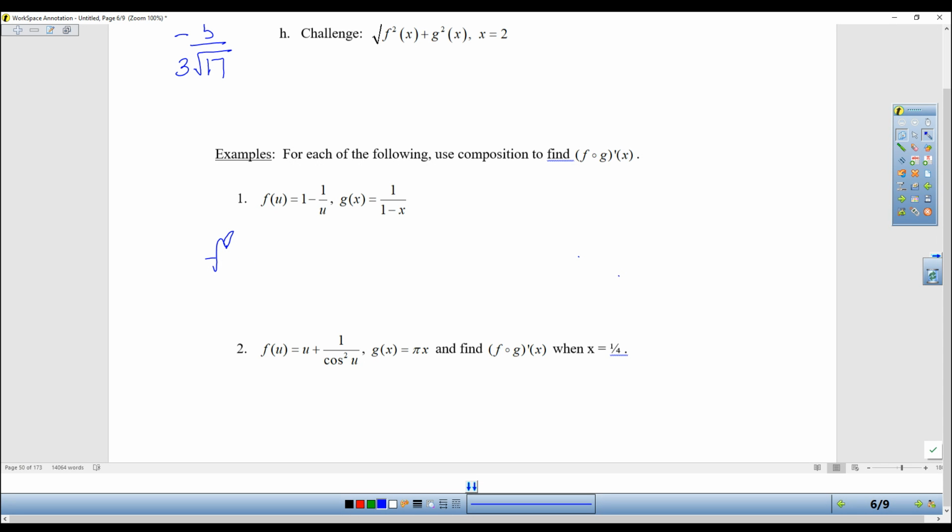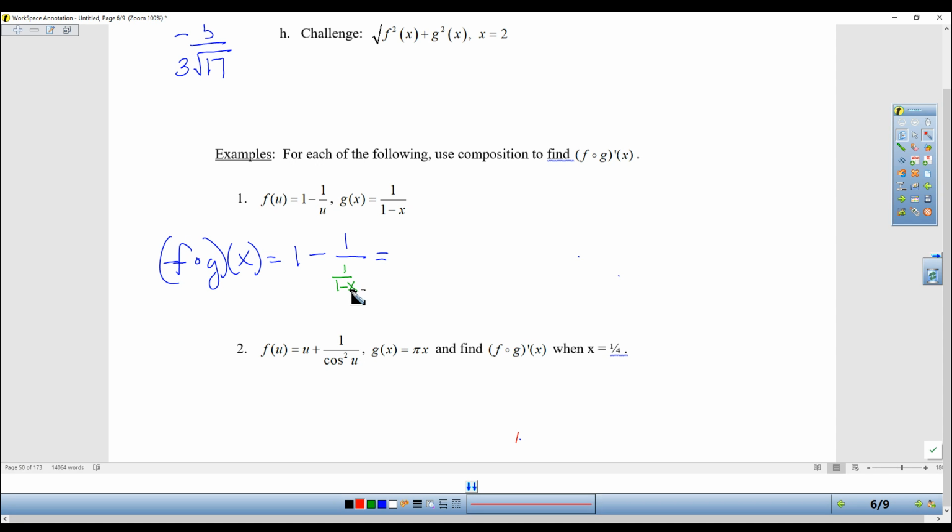So f of g of x. That means I'm going to take this equation, and what am I going to put in for my u? What am I going to put right there? G of x. I'll change the color so you can really see what I'm doing. Honestly, the hardest part about this problem is the algebra.